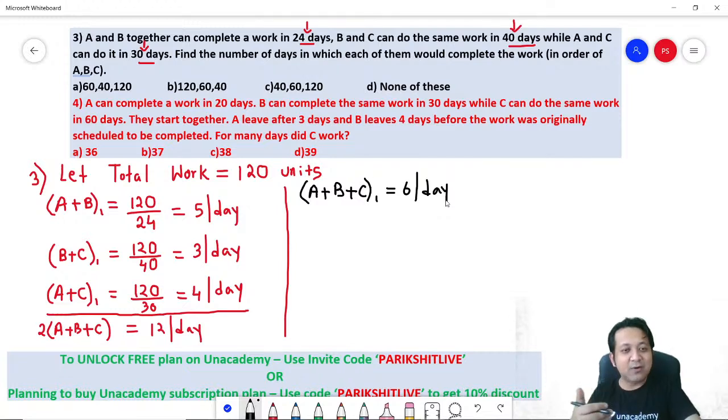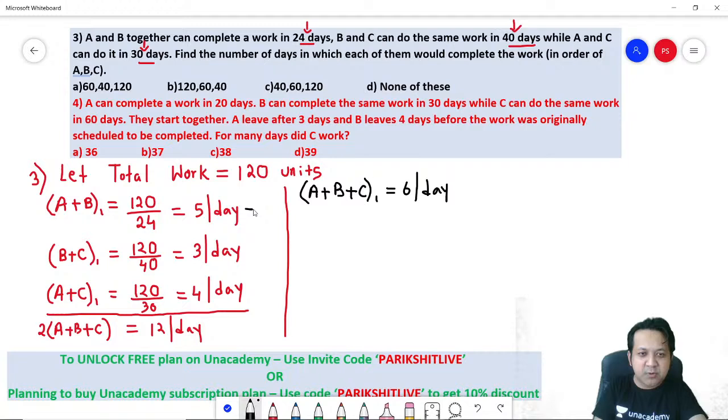So now it's all about finding out the values of A, B, and C. So probably I'll call this equation 1. I will call this equation 2. I will call this equation 3. And I will call this equation 4. Correct? Now very easy. Now solve for A.